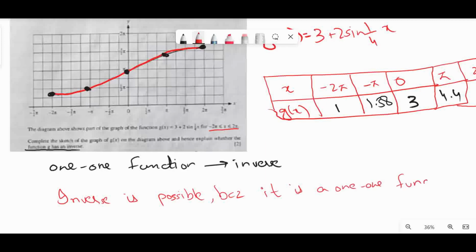We have practiced it in case of domain and range, that whenever we have to define the domain or range, we used this thing to identify whether the inverse exists or not. For this case, inverse is possible because it is a 1-1 function. So this will be the final answer. Let's move on to the next part, part D.